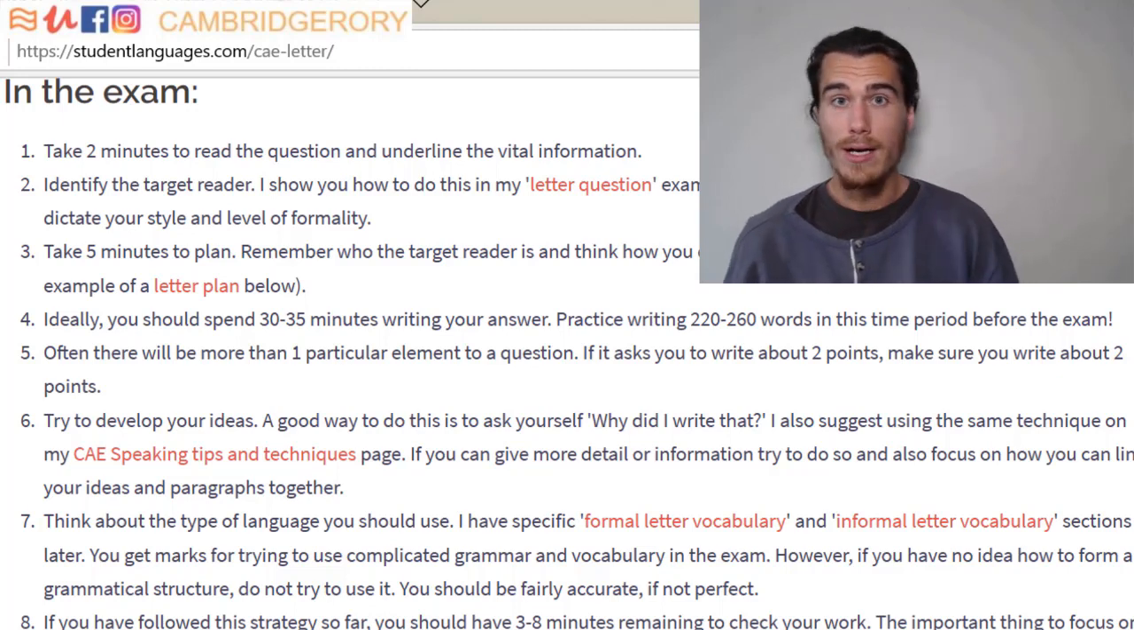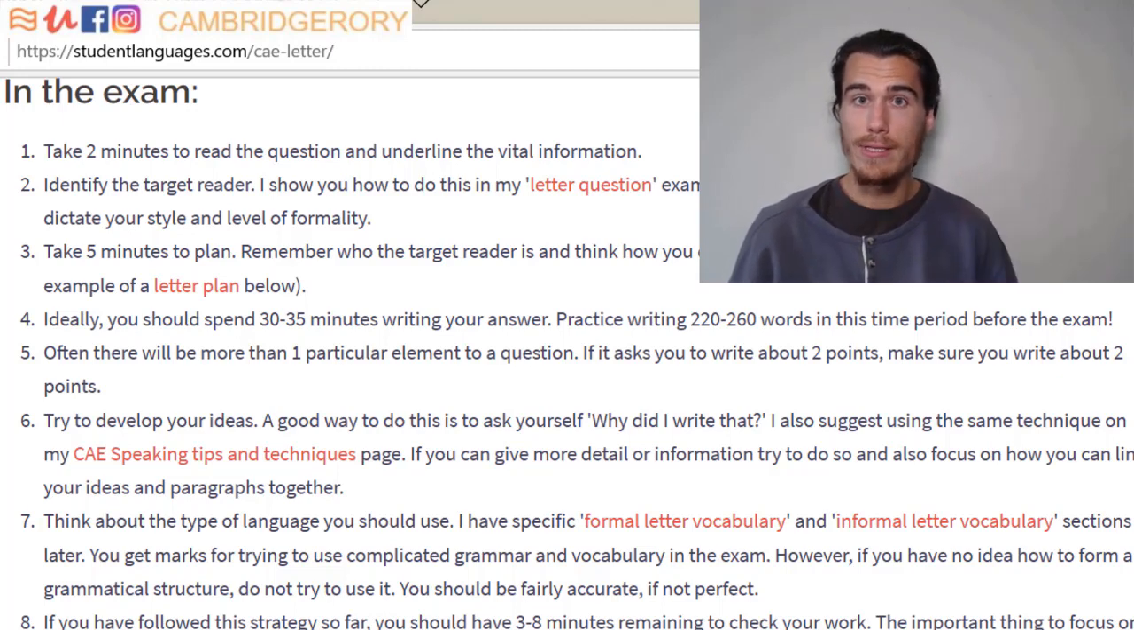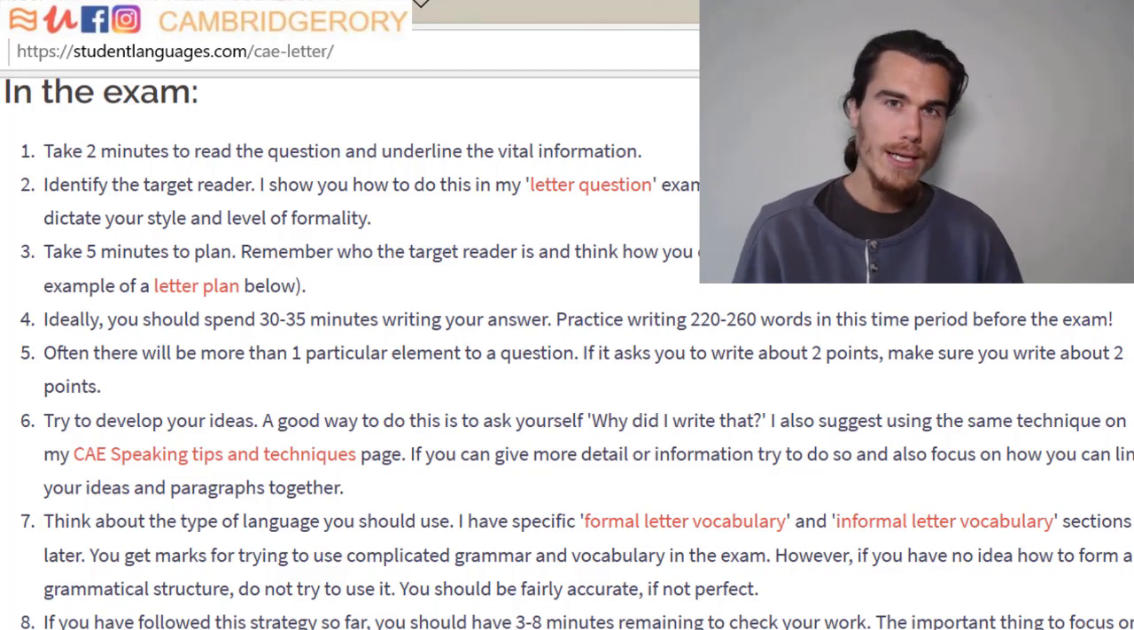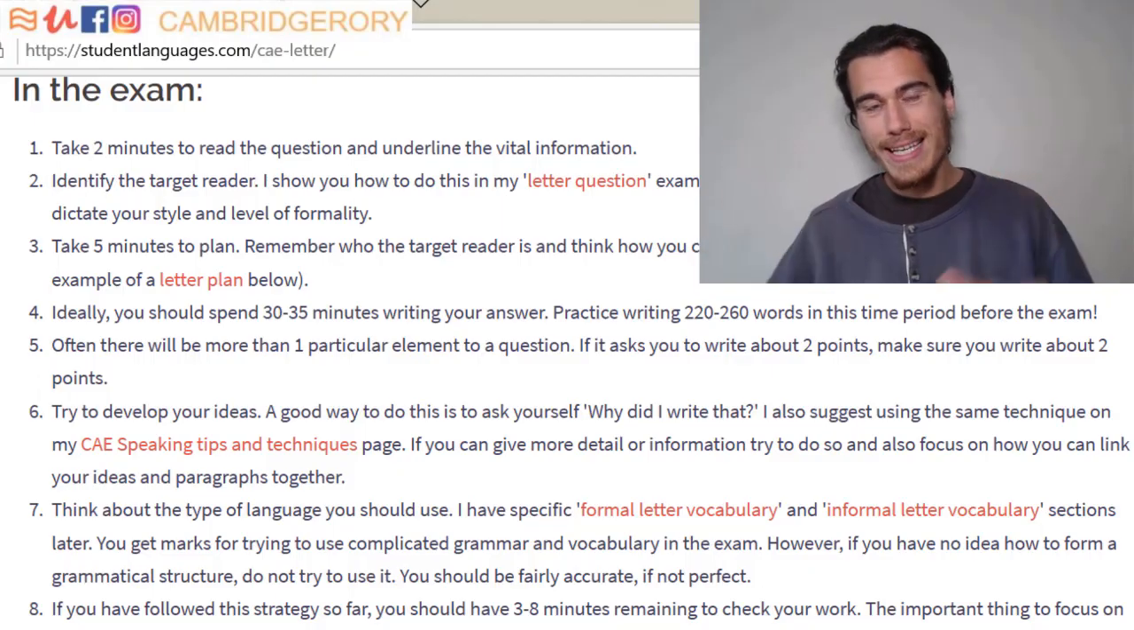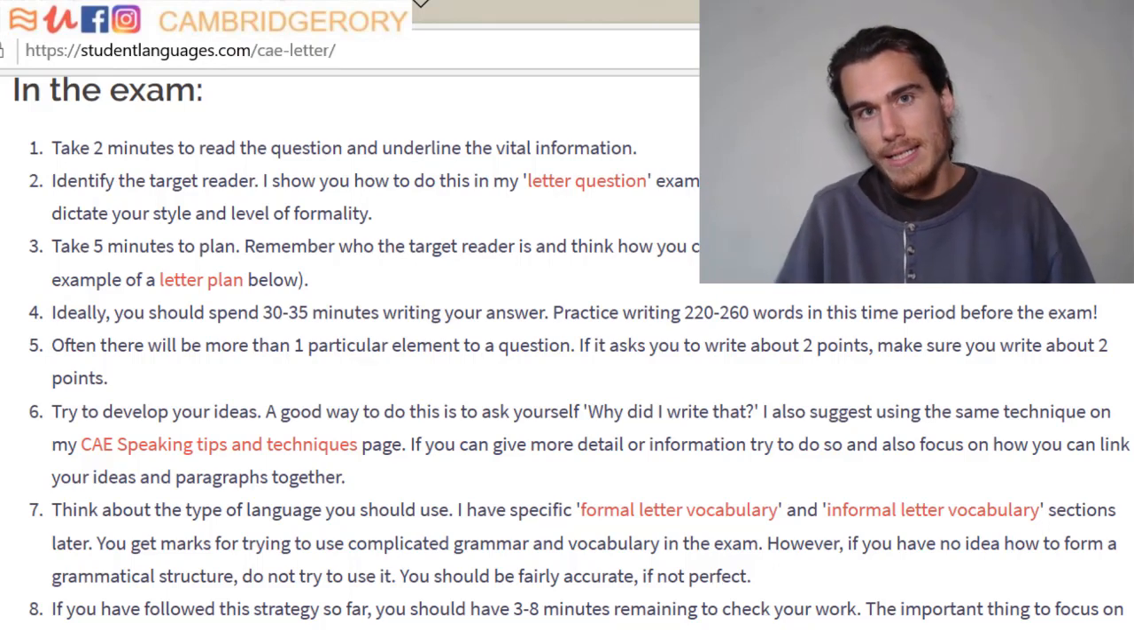The question might ask you to write about 2 different points. Make sure you write about 2 different points in this case. You want to answer every part of the question that you are asked. Tip number 6 is to develop your ideas.